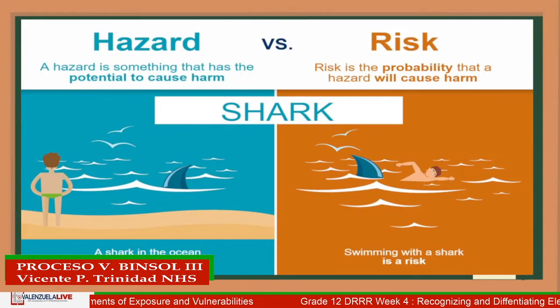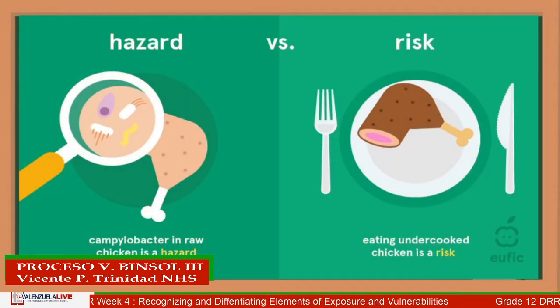Now let us compare hazard and risk. When you say hazard, it is something that has the potential to cause harm. While risk is the probability that a hazard will cause harm. Here is another comparison showing the differences of hazard and risk. And next is the diagram.